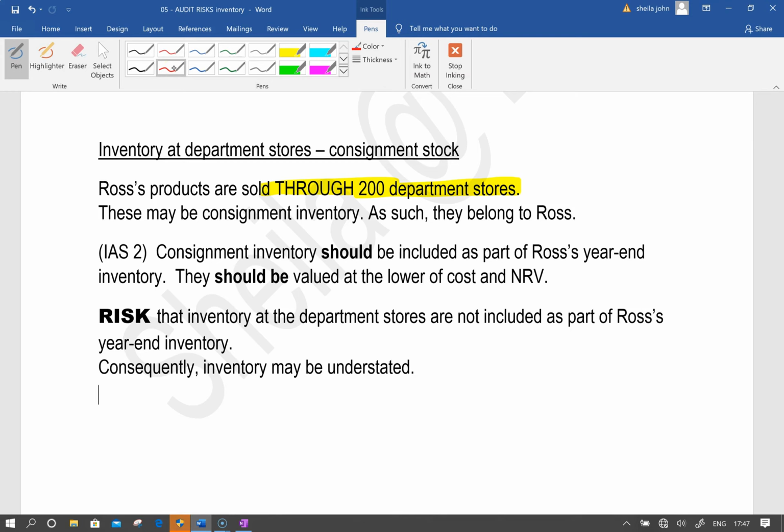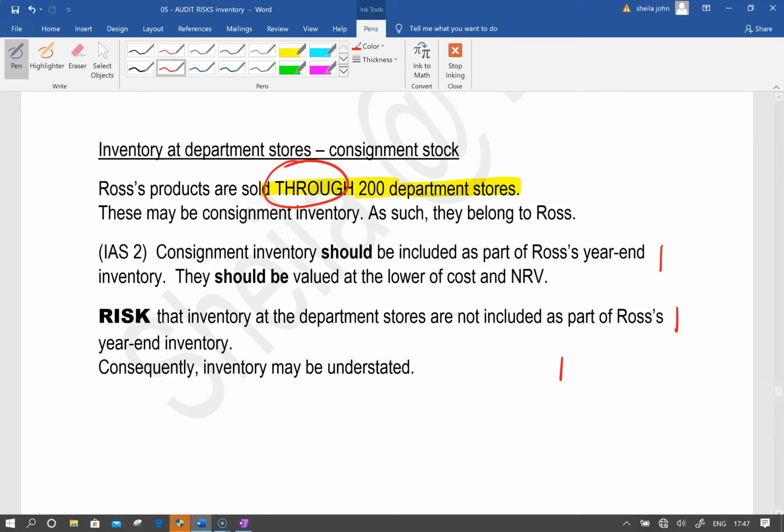And then they should be valued at the lower of cost and net realizable value, and that would be 1 mark. Then the risk here is that the inventory at the department stores are not included. Consequently, the inventory may be understated. So watch out for this word when you're dealing with exam questions.